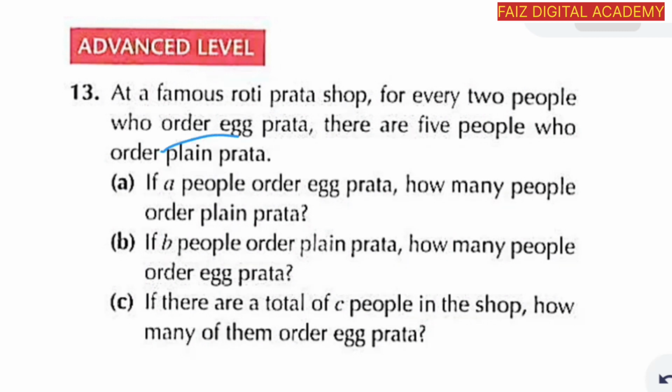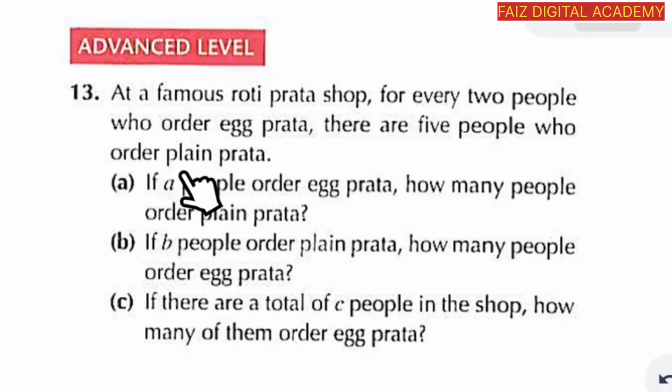The question says, at a famous roti paratha shop, for every two people who order egg paratha, there are five people who order plain paratha. So they are giving us a statement related to the concept of ratio, which we need to understand. For every two people who order the egg paratha, there are five people who order the plain paratha.